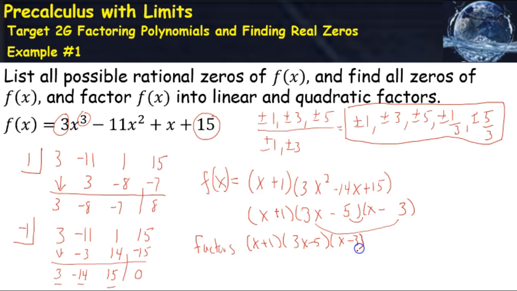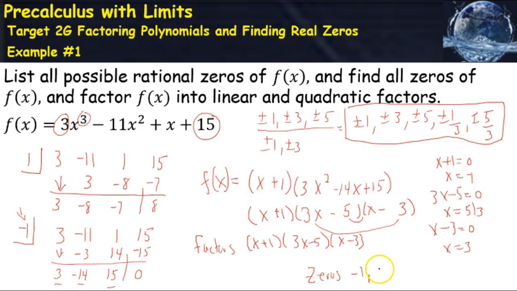and x minus 3. Now to find the zeros, I let each of these factors equal 0. x plus 1 equals 0, and I get x is negative 1, and of course that was the one we found already. Then I let 3x minus 5 equal 0, and I get x is 5/3. And lastly, x minus 3 equals 0, so x equals 3. So my actual zeros are negative 1, 5/3, and 3.